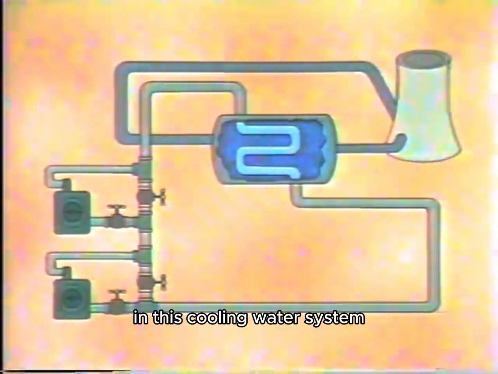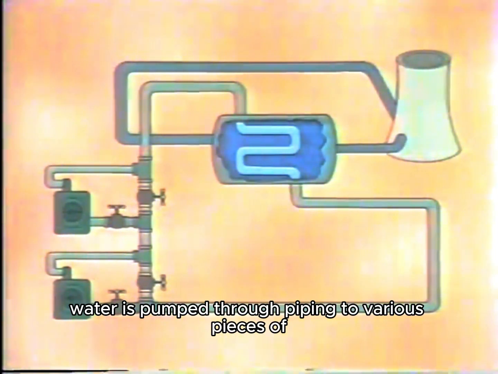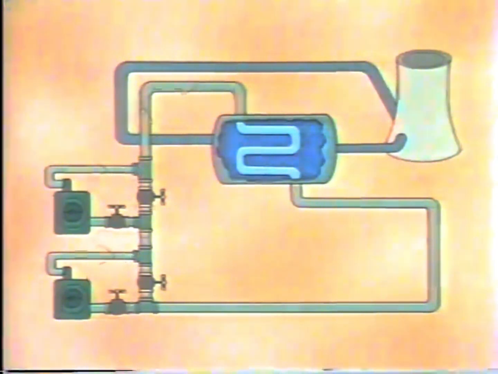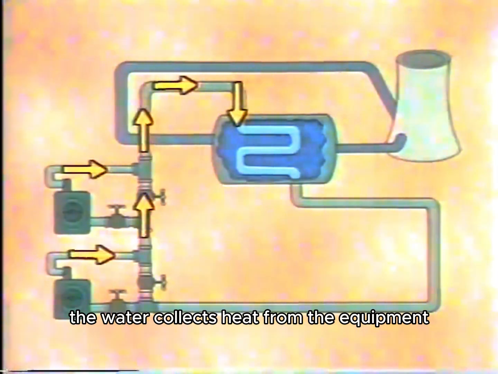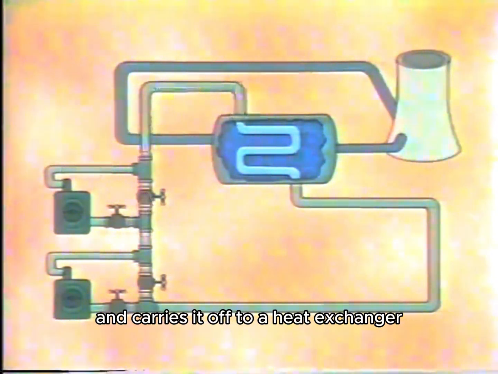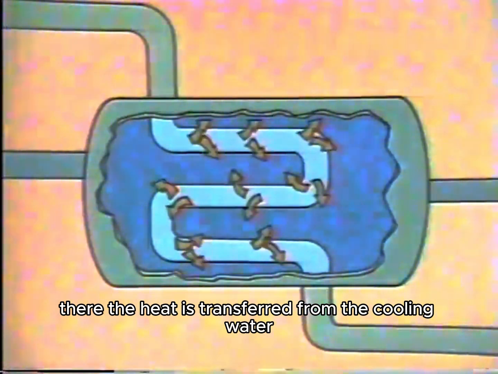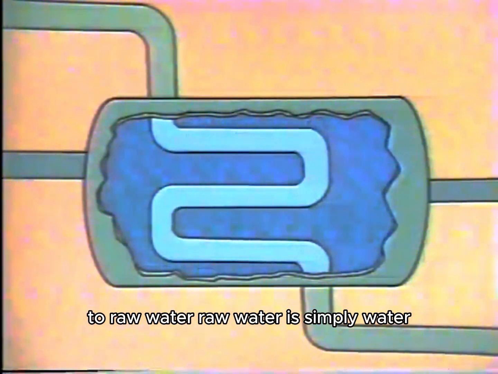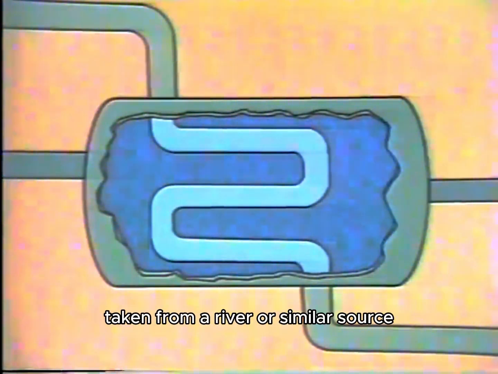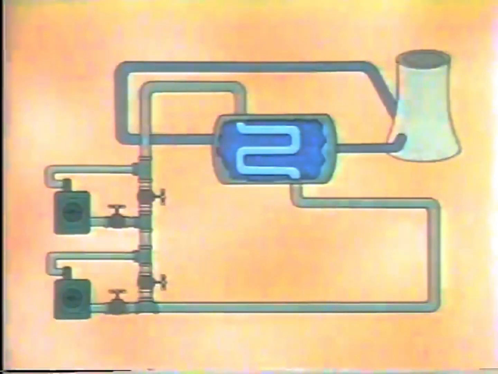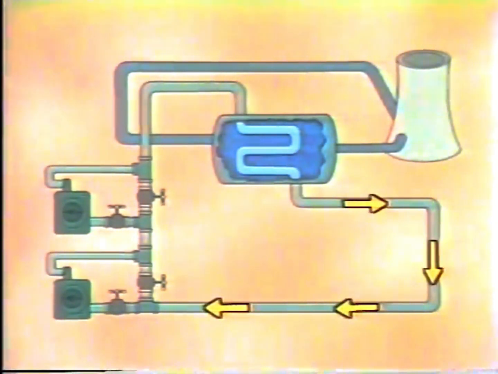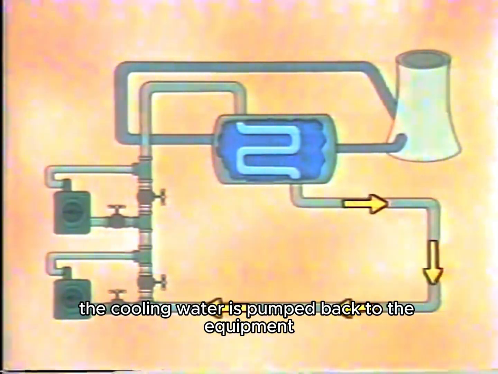In this cooling water system, water is pumped through piping to various pieces of equipment in the plant. The water collects heat from the equipment and carries it off to a heat exchanger. There, the heat is transferred from the cooling water to raw water. Raw water is simply water taken from a river or similar source. After exchanging its heat, the cooling water is pumped back to the equipment.